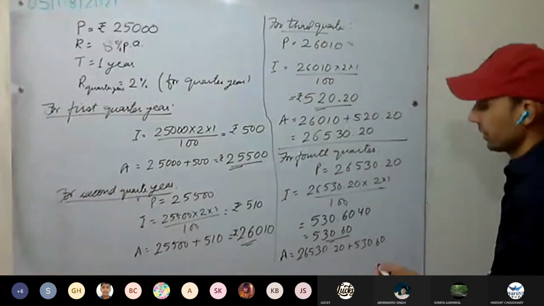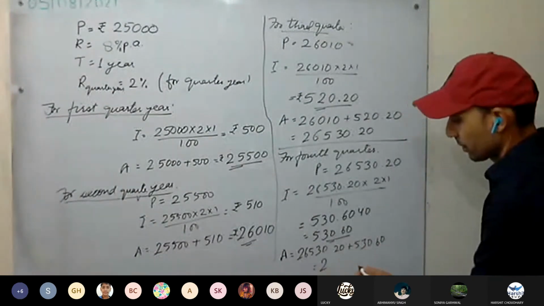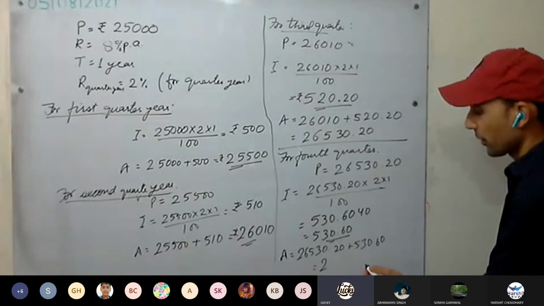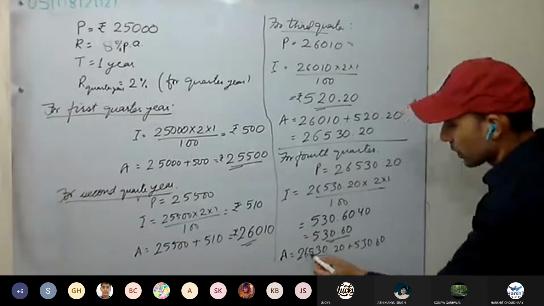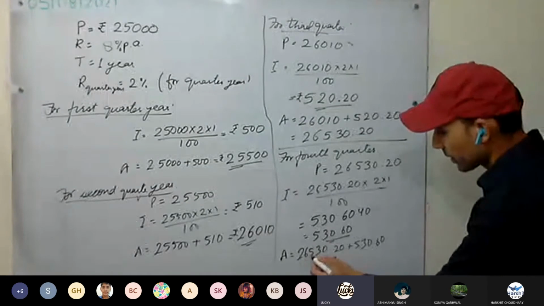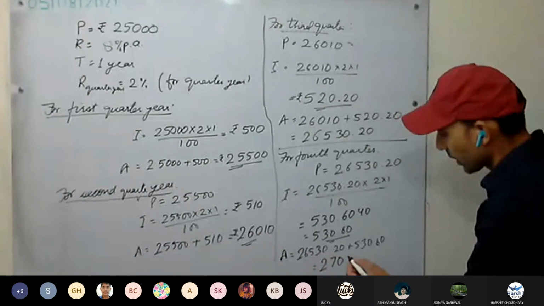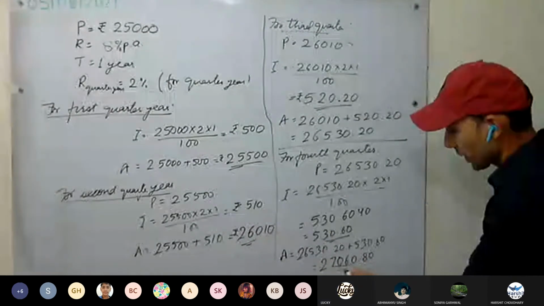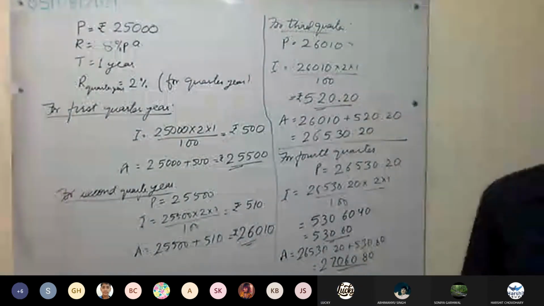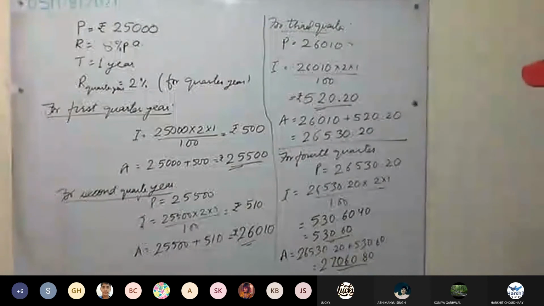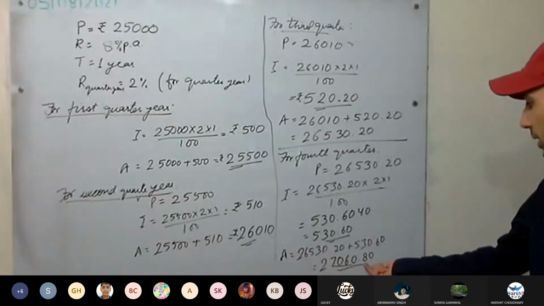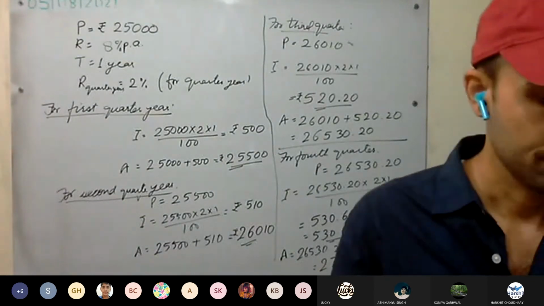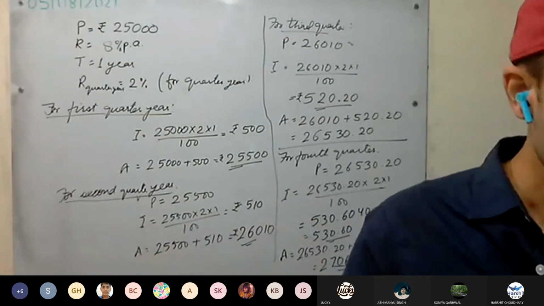How much are you getting? Everyone calculate. 27,060.80. This much you get. Okay, 27,060 rupees 80 paisa. So this is the amount. Okay, try the 16th one.